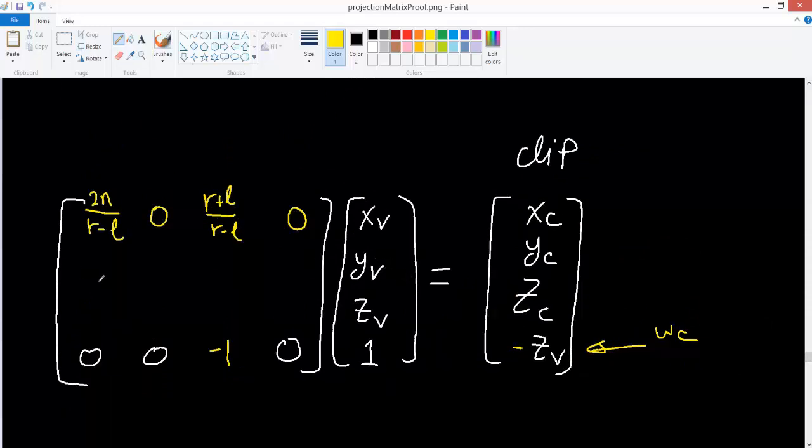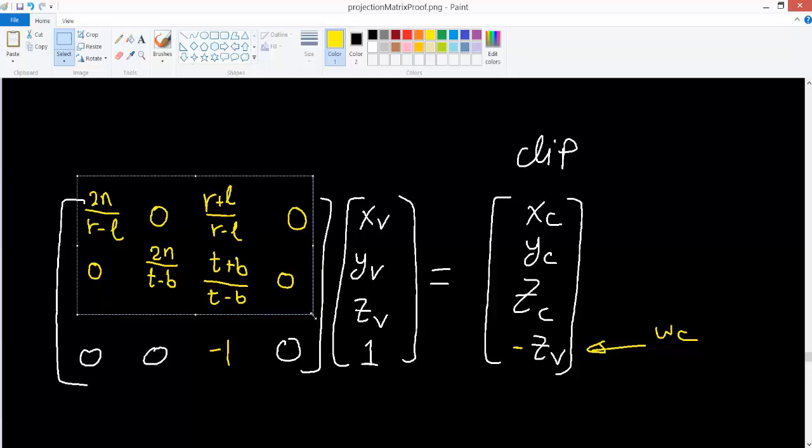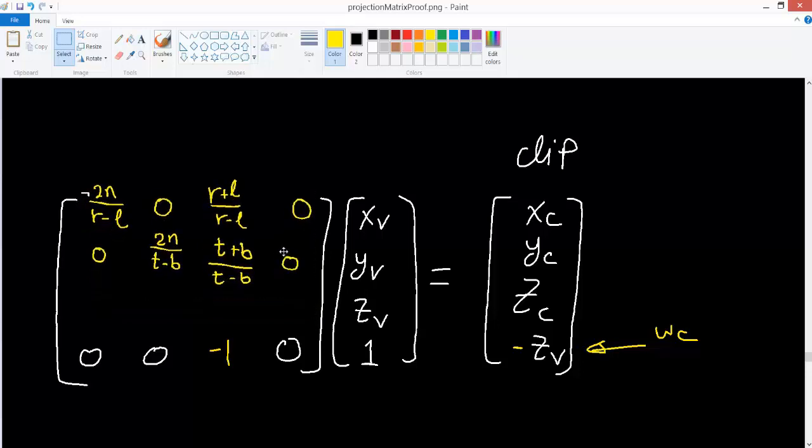Similarly, for yc, we have 0 here, and here we have 2n over, instead of r minus l, we have t minus b, and here we have, not r plus l, we have t plus b over t minus b, and here we have 0. So we have made those two rows of this matrix. I can make them a little bit smaller in order to have space for the third row.